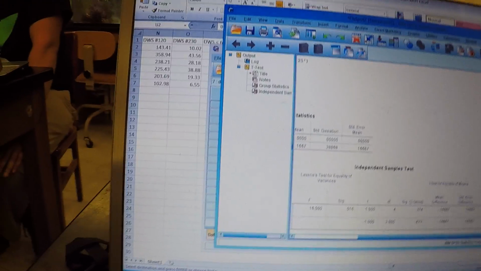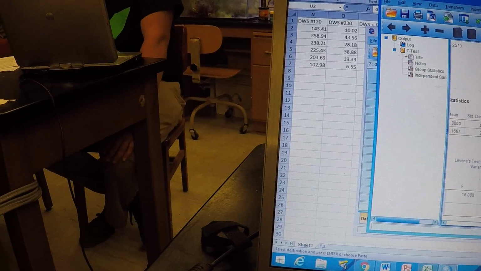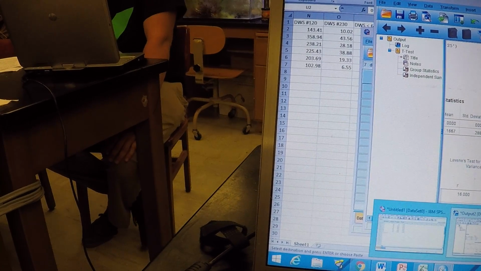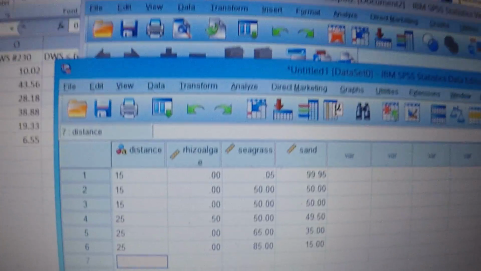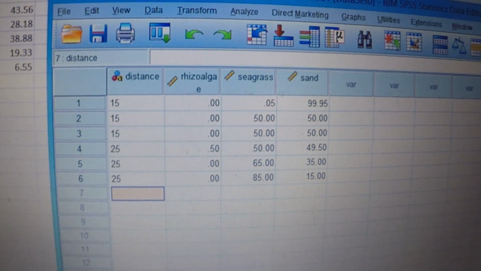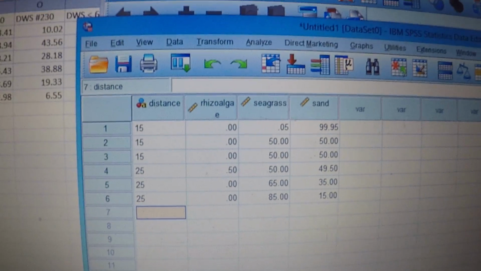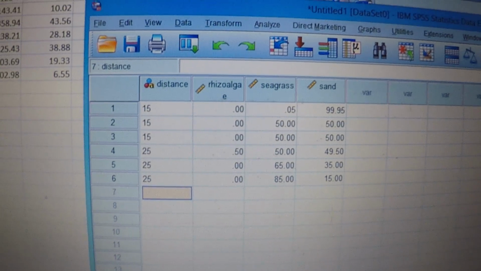Okay, let us try the next analysis. All right, so I'm going to go back to my data. And now we're going to do distance and seagrass. And I'm willing to bet there's a difference here, but I could be wrong. And that's just, again, by looking at the data.